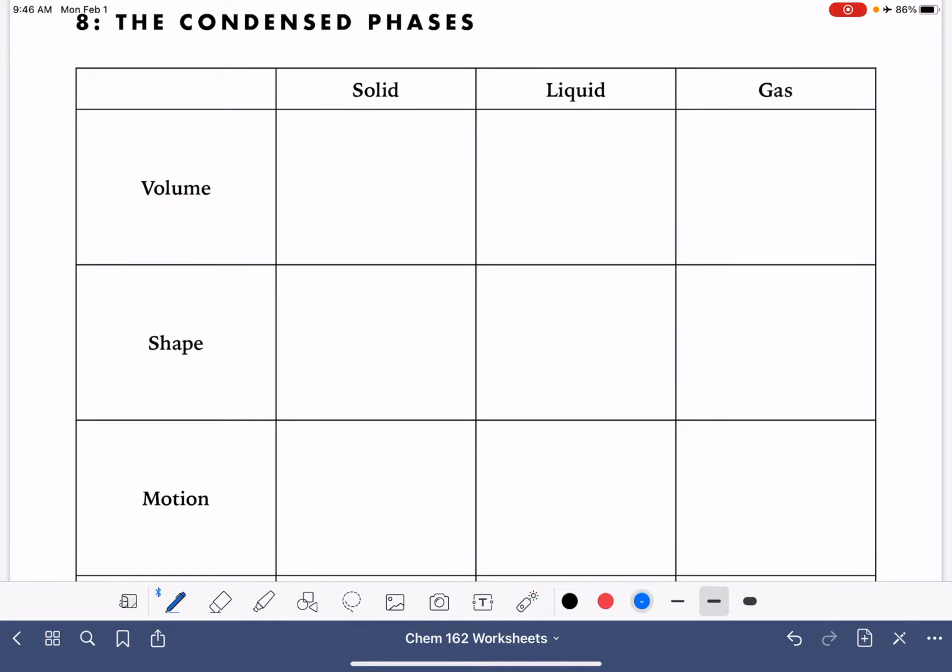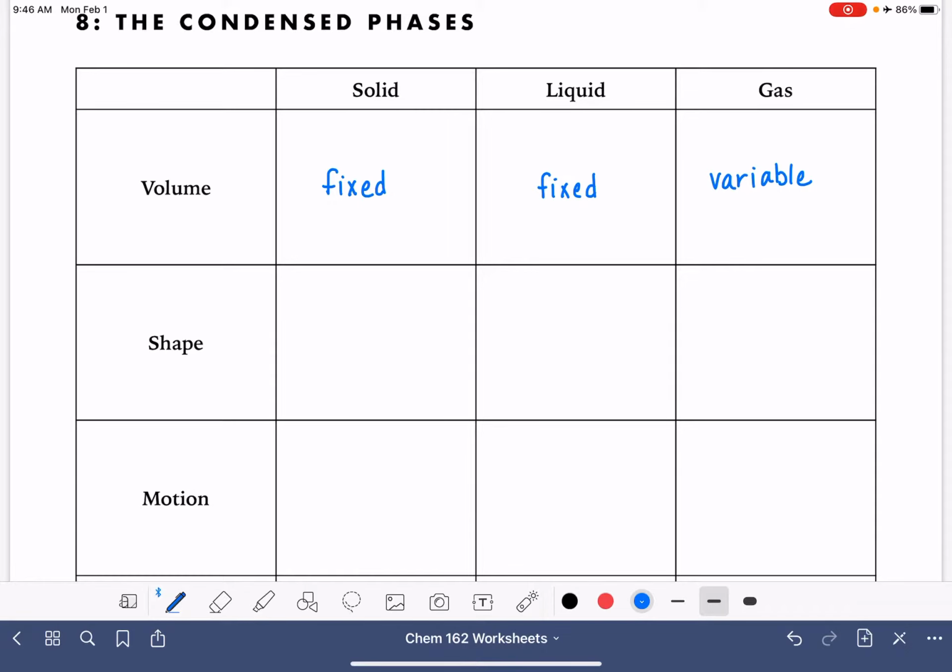For solids and liquids, the volume of an object is relatively fixed. Think about your calculator. Your calculator has a fixed volume. You can't smash it into a smaller volume or expand it into a larger volume. Gases, on the other hand, have variable volume. As we know, the gases can be easily compressed into a smaller volume or expanded into a larger volume.